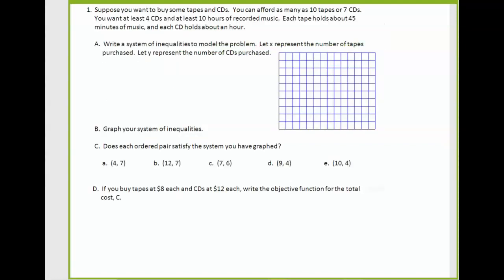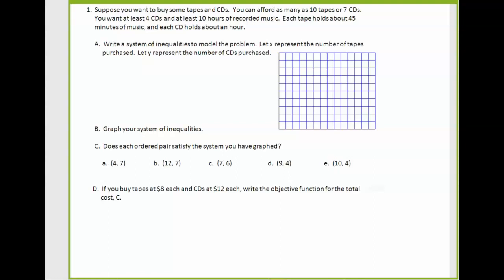So it says, suppose you want to buy some tapes and CDs. You can afford as many as 10 tapes or 7 CDs. You want at least 4 CDs with at least 10 hours of recorded music. Each tape holds about 45 minutes of music, and each CD holds about an hour. So let's start with just talking about tapes and CDs.